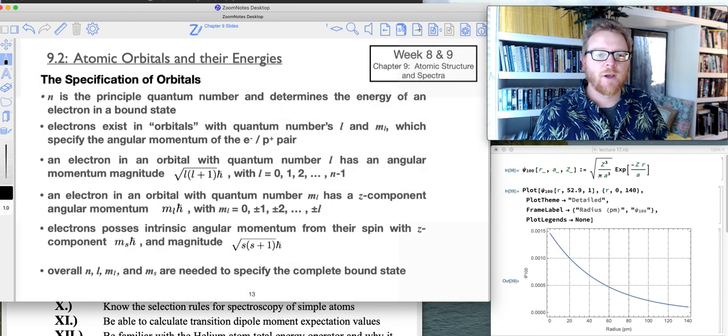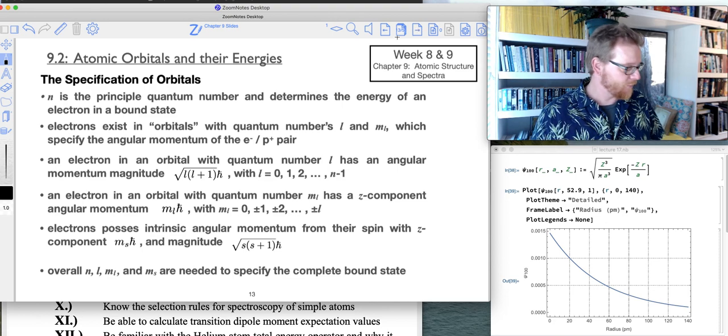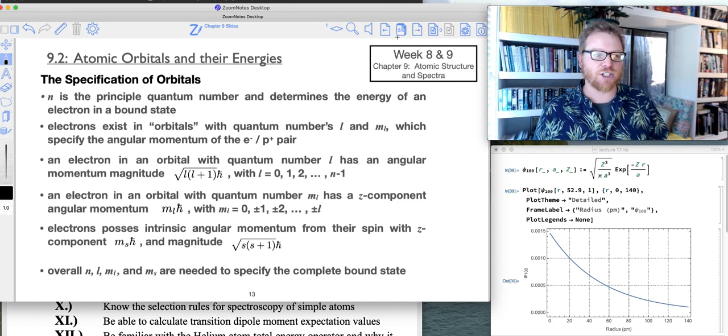Sweet. Okay, so let's keep moving on. So the specification of orbitals.